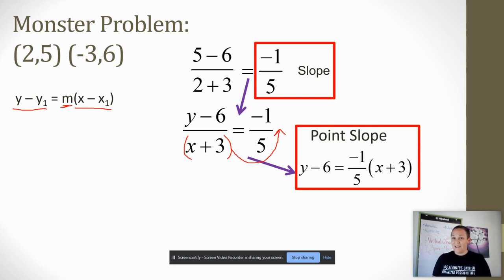If the question is asking you for point slope form, this is how you can get it. Just take the denominator from the slope formula, slide it on over next to your slope. Remember, point slope form is supposed to have parentheses in it, so do not distribute. I want my parentheses there.